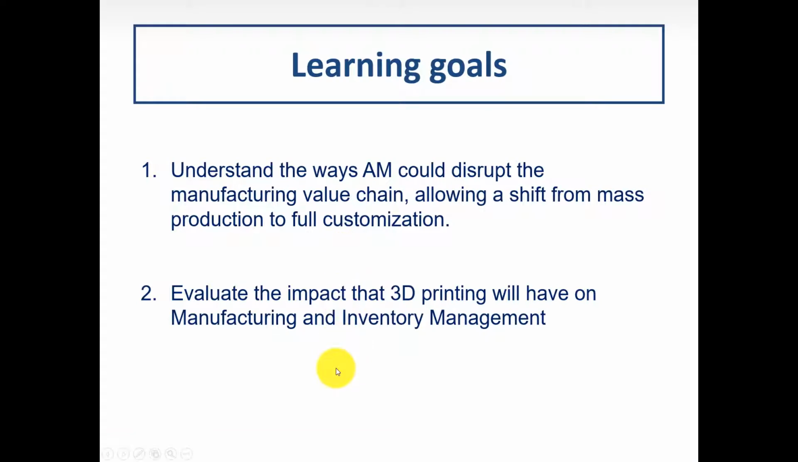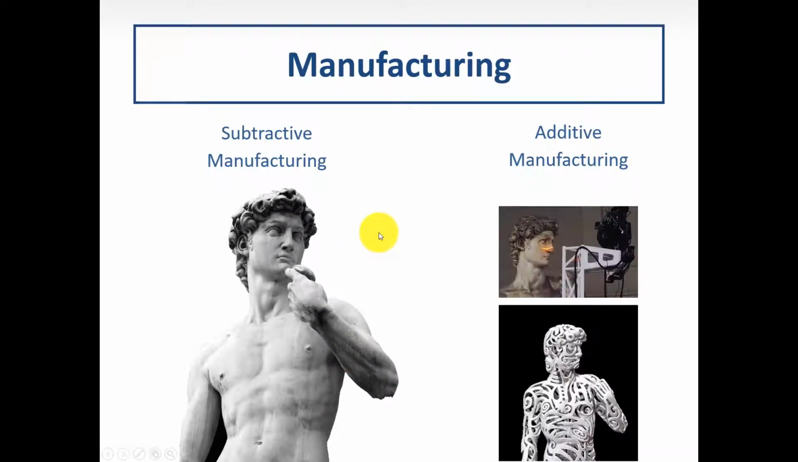Okay, so the learning goals are two. First, to understand the ways additive manufacturing could disrupt the manufacturing value chain. Here I'm underlining disruption. No more importing goods from far away, where you can print them at home, allowing a shift from mass production to full customization. And number two is to evaluate the impact that 3D printing will have on manufacturing and inventory management. Okay, so let us start.